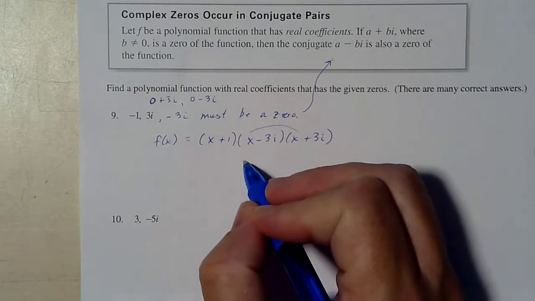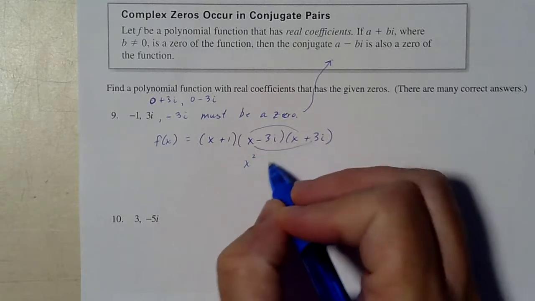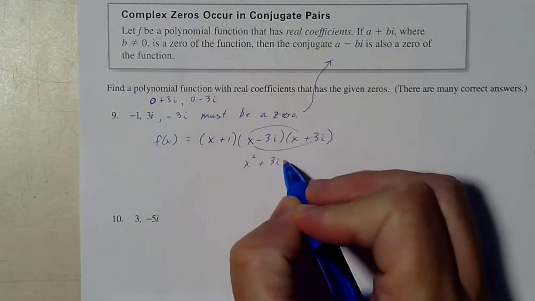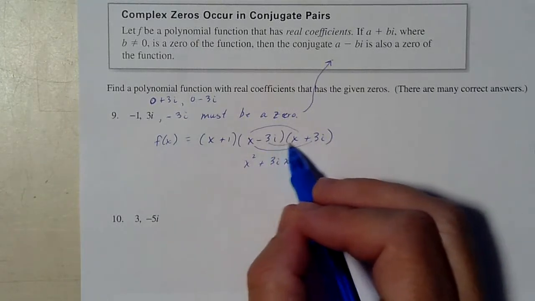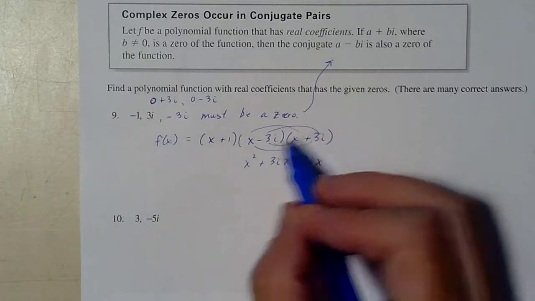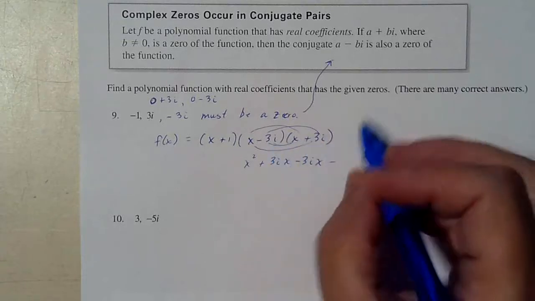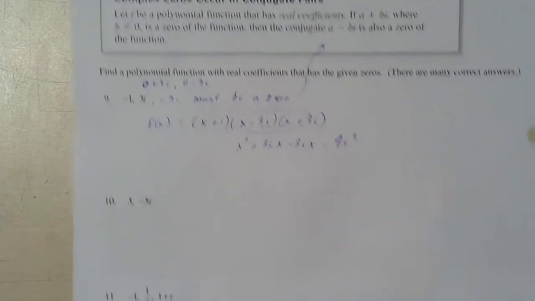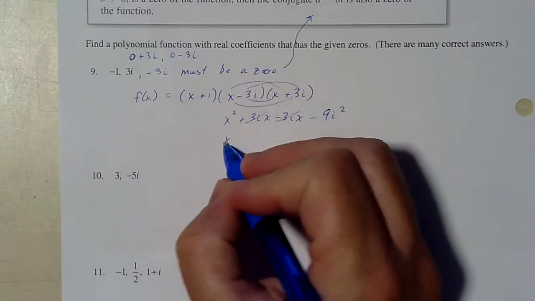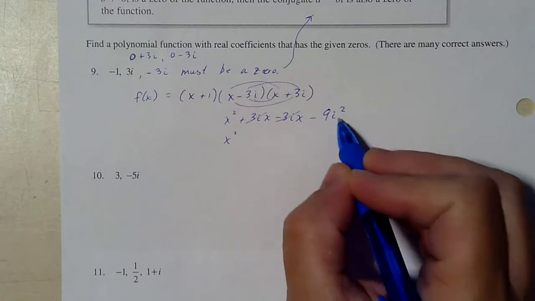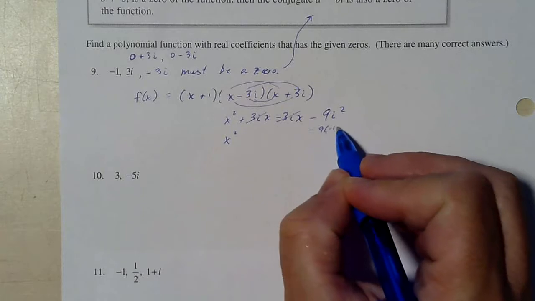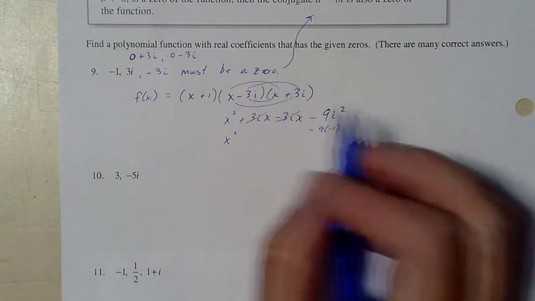So I'm going to do x times x, positive x squared. Now I have 2 variables. It doesn't really matter what order you write it in. Typically, we write the 3i first, then x, but it doesn't matter. Here I get negative 3ix, and here I'm going to get negative 9i squared. So the middle terms are opposites, so that gives me 0. Now remember, whenever we see i squared, you're expected to replace it with negative 1. So I have a minus 9 and a negative 1, so that gives me positive 9.